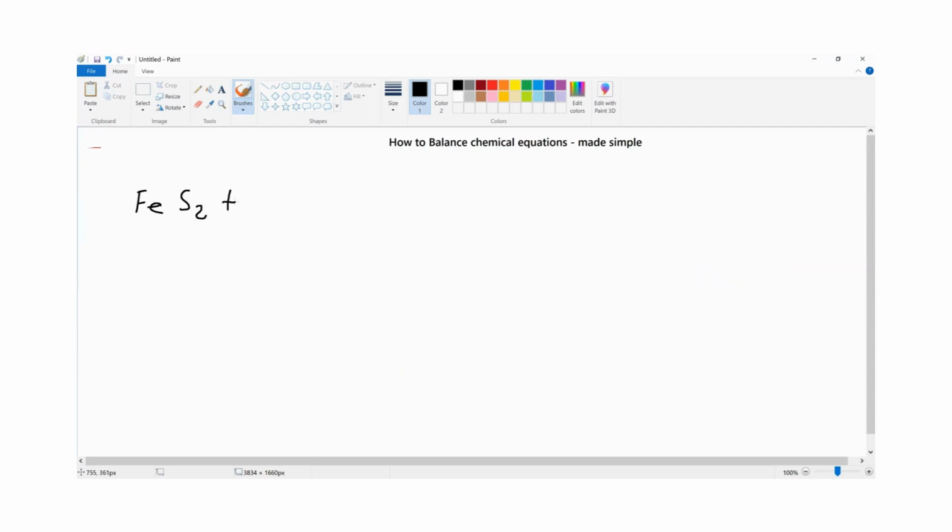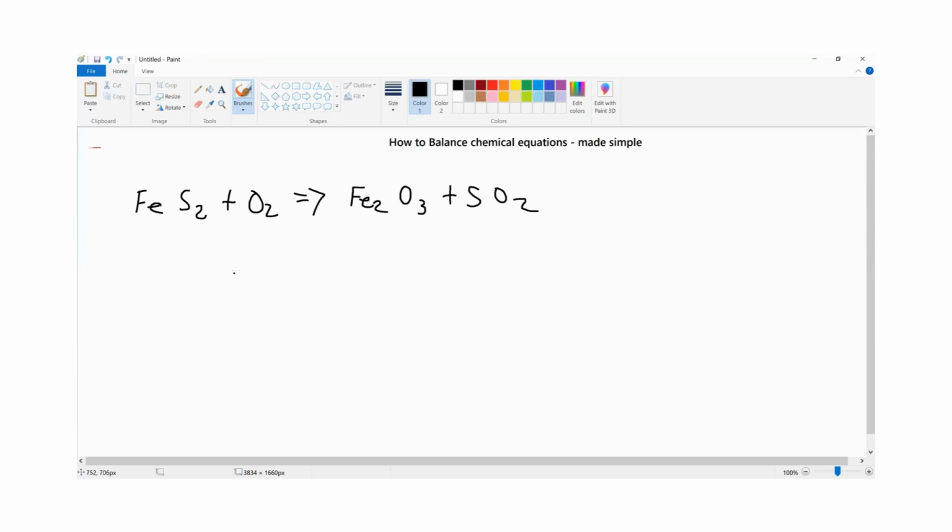FeS2 plus O2 is Fe2O3 plus SO2. I believe that is, yes, that's correct.